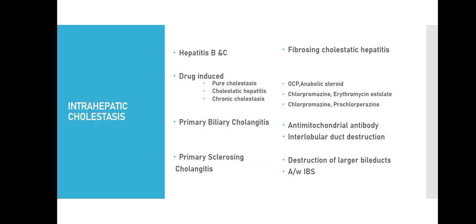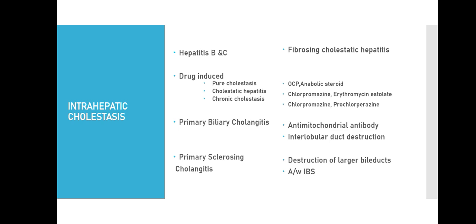Intrahepatic cholestasis, hepatitis B and C can cause fibrosing cholestatic hepatitis. Drug-induced cholestasis is usually reversible. Some drugs like OCP and anabolic steroids can cause pure cholestasis. Chlorpromazine and erythromycin estolate can cause cholestatic hepatitis. Chronic cholestasis can be caused by chlorpromazine. Sometimes it can also cause cirrhosis, which is irreversible.